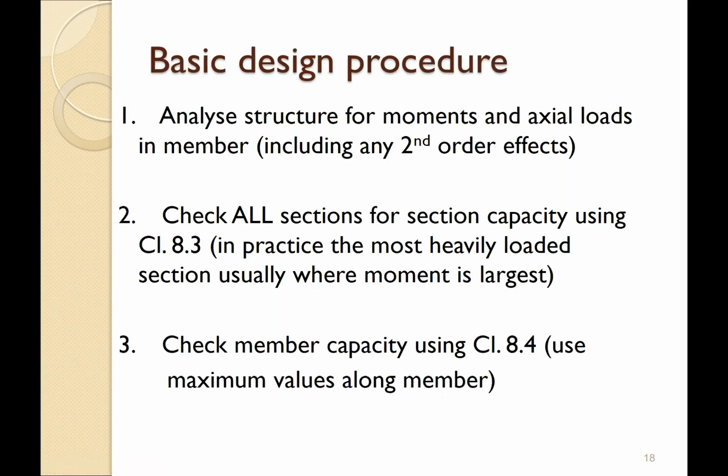So the basic design procedure: analyze structure for moments and axial loads in member, include any second order effect. That is only, as I've said, when you have this bending and buckling. Yes, we can have some of the cases the second order effects. Then you have to include that. Check all sections for section capacity. Very important, using clause 8.3. In practice, the most heavily loaded section usually where the moment is largest. This is obvious. Check member capacity using clause 8.4. Use maximum values along member.